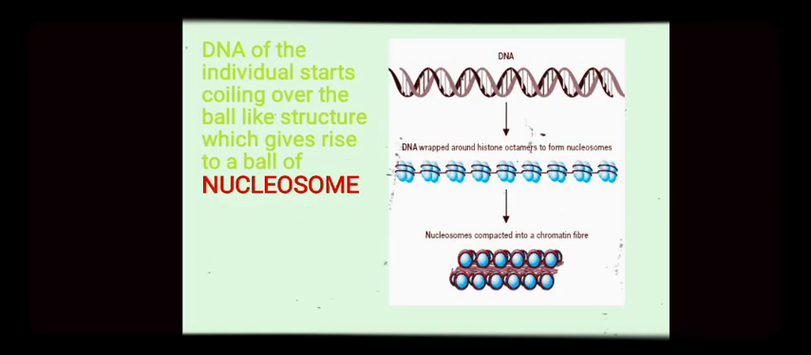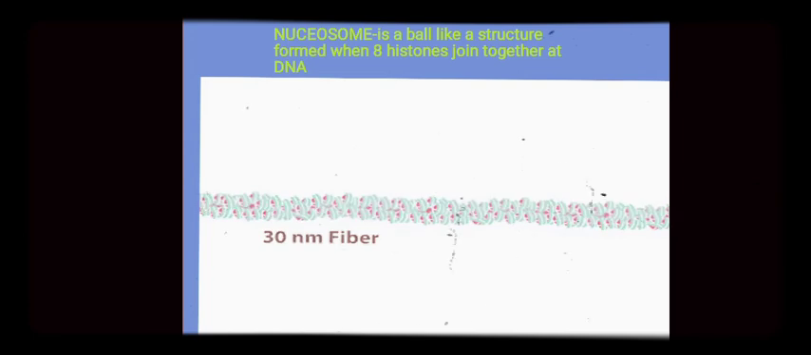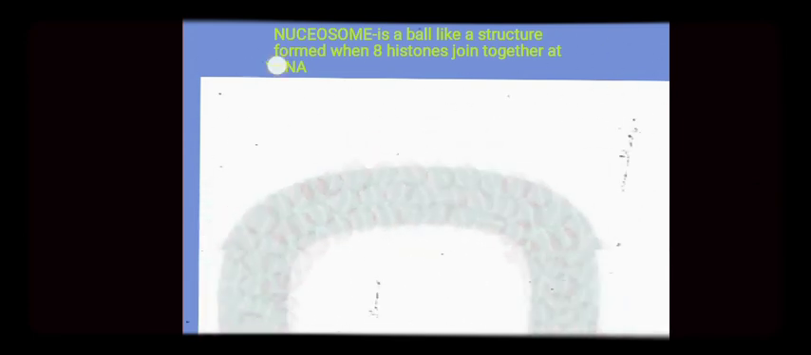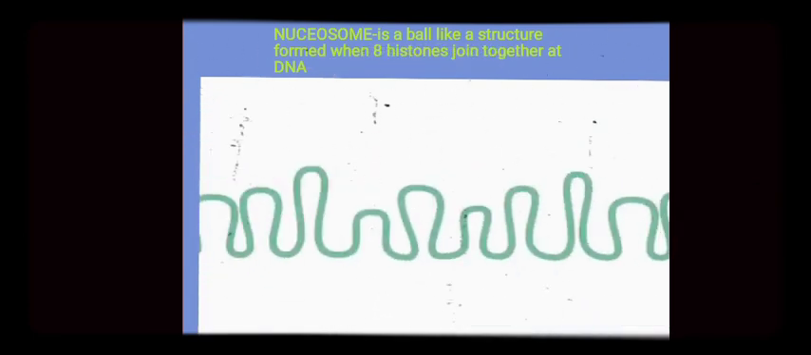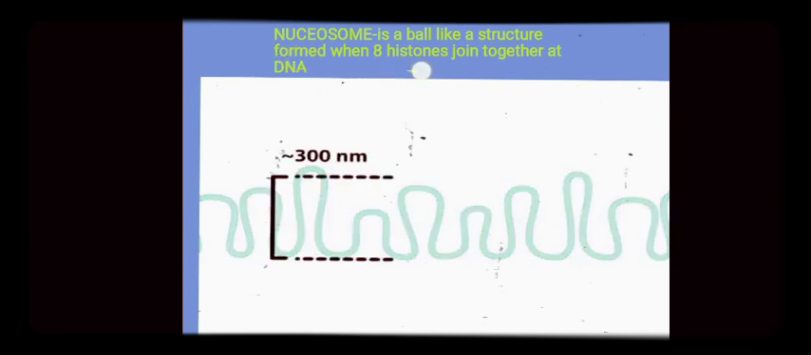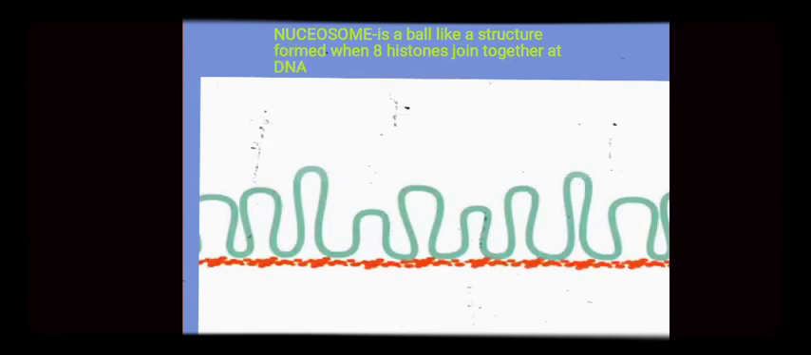So what happens on that particular ball is DNA of an individual starts coiling. Alright, DNA of the individual starts coiling over the ball-like structure, which gives rise to nucleosome. Alright, and this gives rise to a compact structure into chromatin fiber, that is nucleosome. So what is a nucleosome then? Nucleosome is a ball-like structure formed when 8 histones join together at DNA.